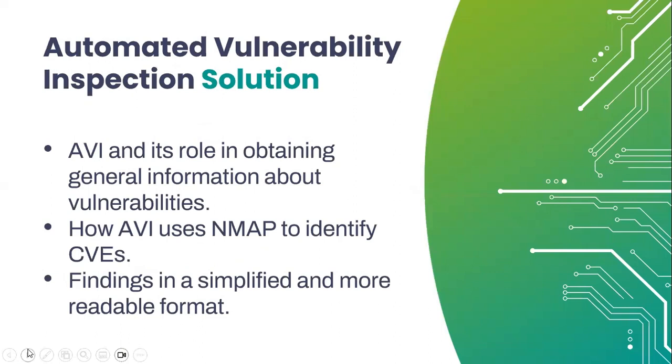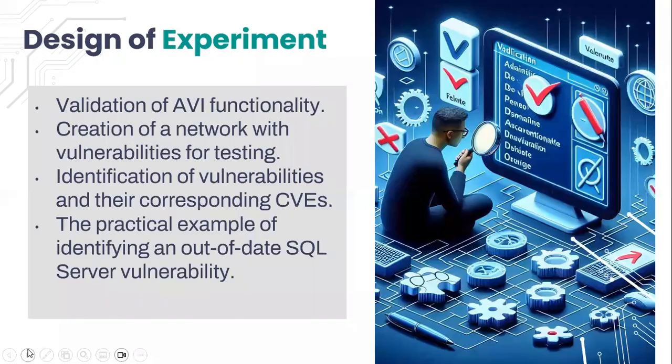Here, automated vulnerability inspection solution. Automated vulnerability inspection solution is like a detective tool for our network. It uses NMAP to identify those CVEs we talked about and shows us the result in a simpler way. Next slides will be presented by Prasad.